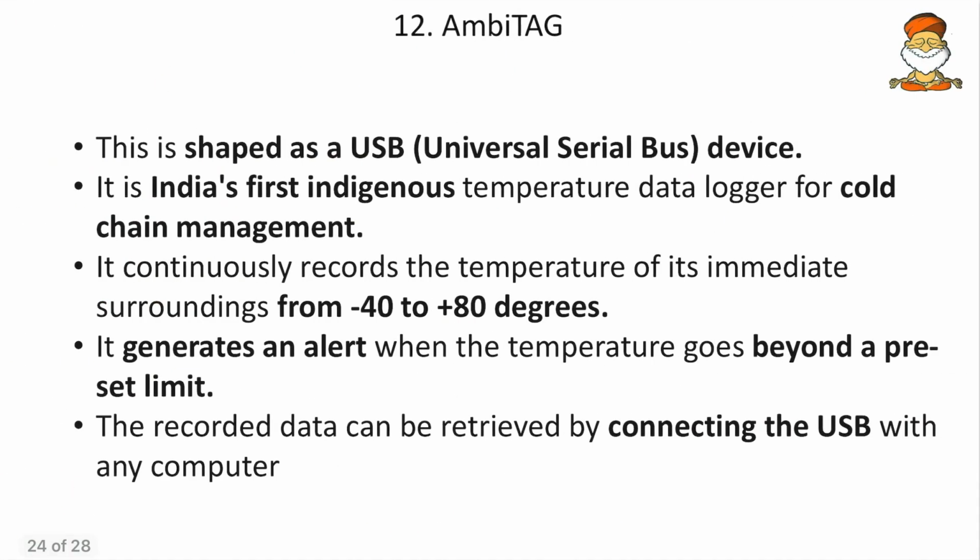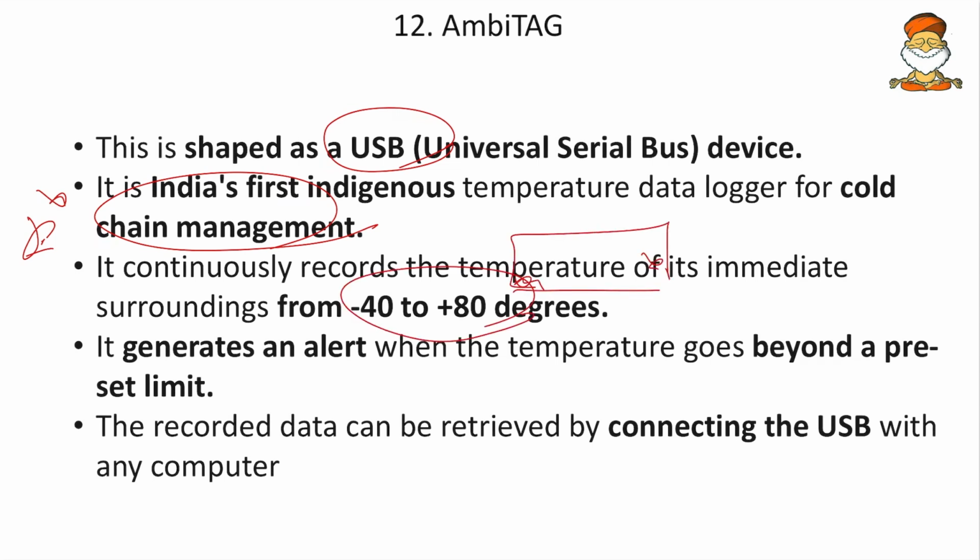Then it is shaped like a USB. So, just like a USB card, it is placed, and it is India's first indigenous temperature data logger for cold chain management. So, mark this. And then it continuously records the temperature of its immediate surroundings from minus 40 to 80 degrees Celsius. So, a very huge temperature range it has. So, that makes it unique, and it generates an alert when the temperature goes beyond a preset limit, and the recorded data can be retrieved by connecting the USB with any computer. So, all these are not so great. So, this one makes it great.